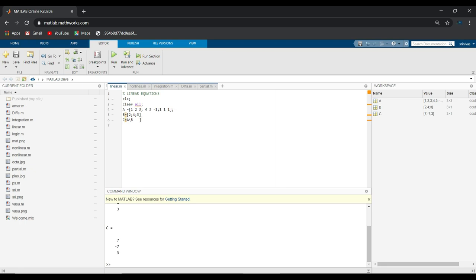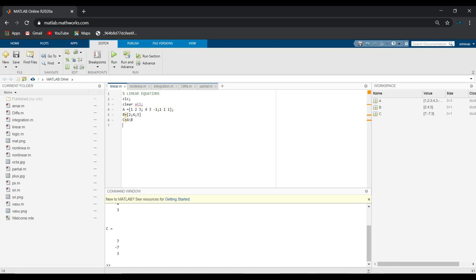When you want to solve the linear equations, you need to follow this syntax: C equals A followed by a backward slash, not a forward slash, followed by B. Then if I execute this command, let's see what will happen. So the C value is: x is 7, y is minus 7, z is 3. And I have a doubt whether the result we got is correct or not.